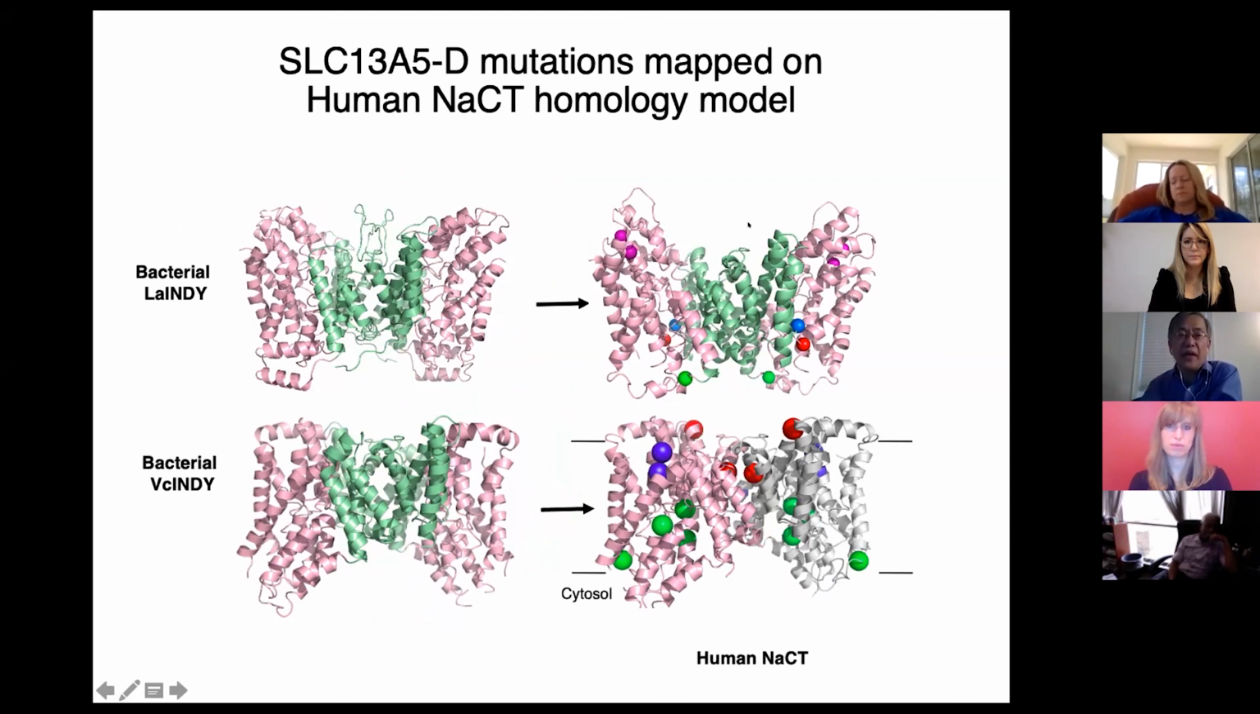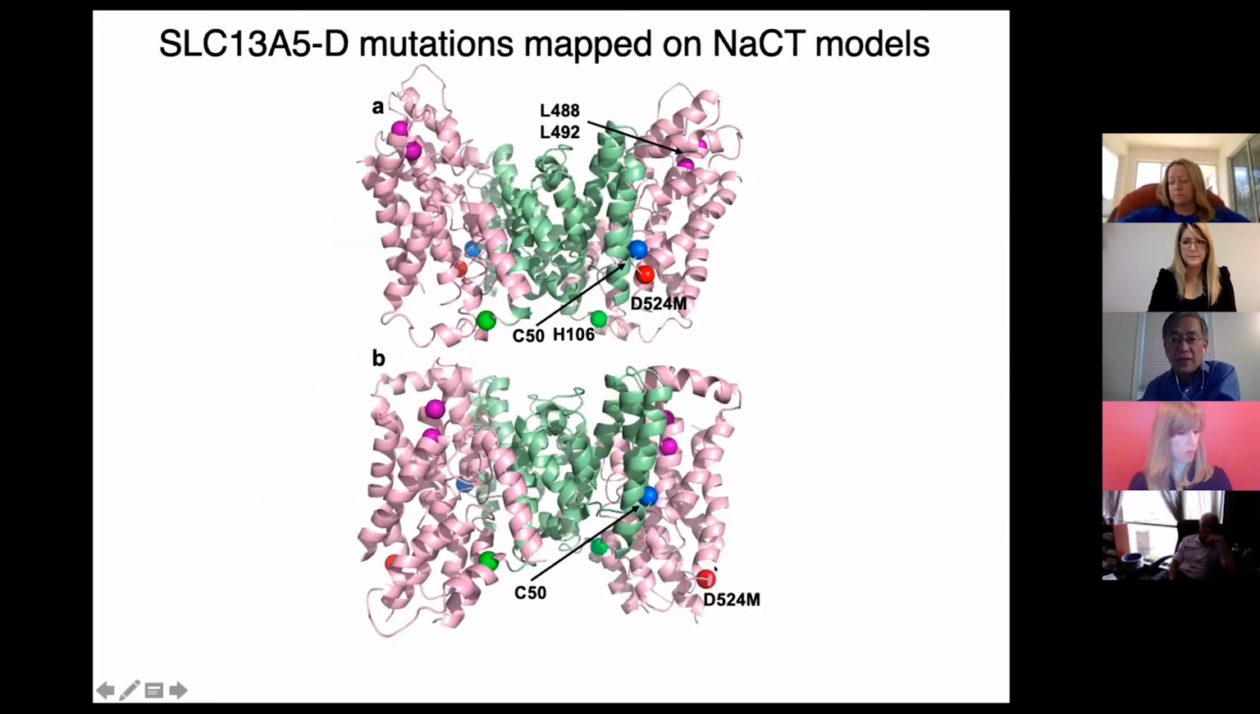Now we have a model for both states of the human protein, and we can analyze the mutations in a much more thorough way. For example, this D524M mutation in the inward-facing state is there. In the outward-facing state, it goes there. That mutation allows a hydrophobic patch to be formed at that interface, and that probably blocks the transport.